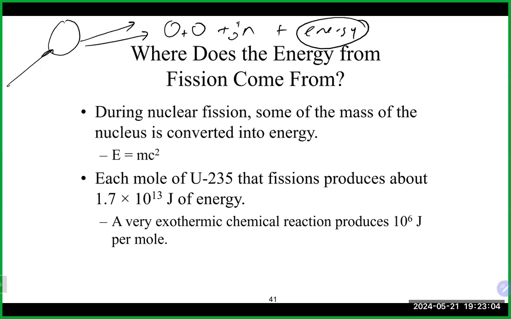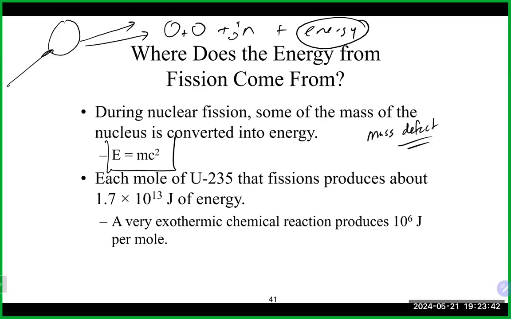So during the process of nuclear fission, some of the mass of the nucleus is converted into energy. There's a difference between the mass of the protons and neutrons that make up the nucleus and the mass of the actual nuclide or isotope itself. Some of that mass that gets converted into energy is what is sometimes referred to as the mass defect, and that is the little bit of mass that gets converted into energy.